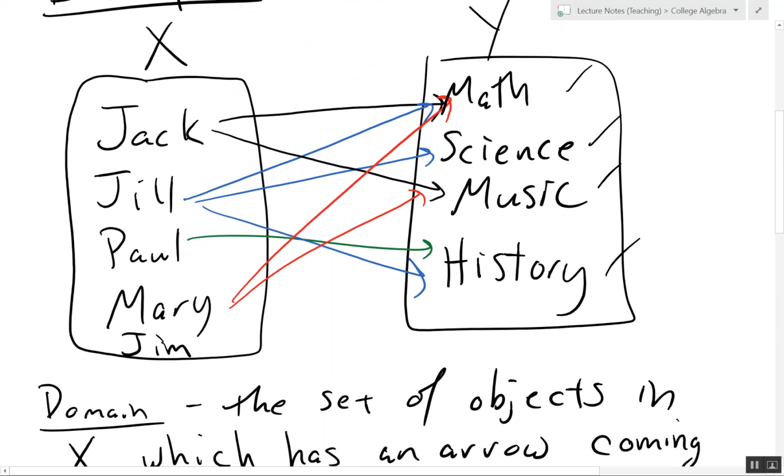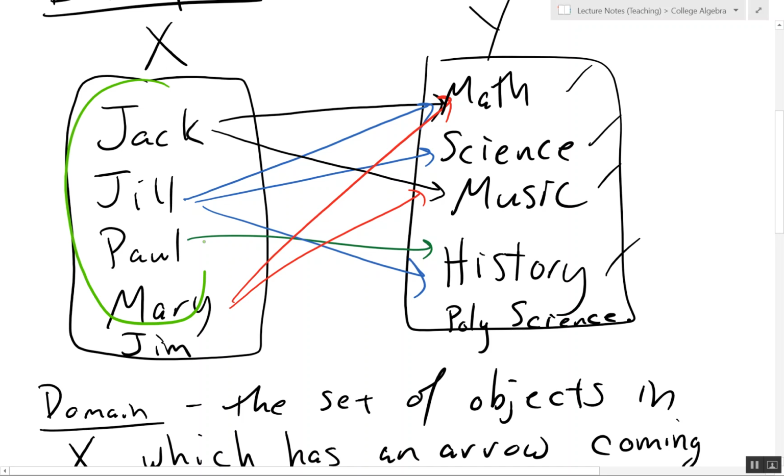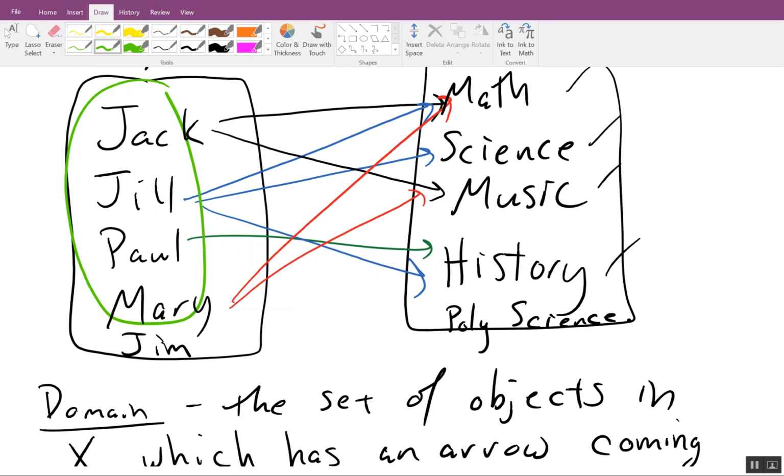And so, again, everything in Y has an arrow pointing to it, but that's not necessarily always the case. Even though the book doesn't talk about it, I do like to talk about this. For example, we could have a course in, let's say, poli-sci, or political science. You notice that no one on the left-hand side has an arrow pointing to poli-sci, so poli-sci is not in the range of the relationship. So the domain is just going to be these objects, which have an arrow coming out of them, and the range is just going to be these objects that have an arrow coming into them.